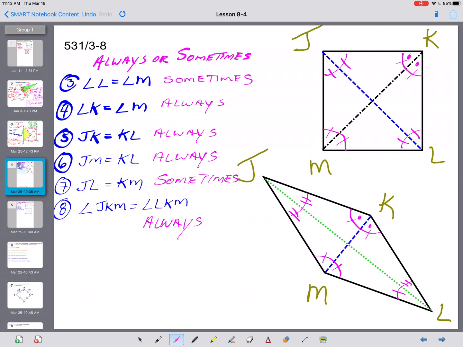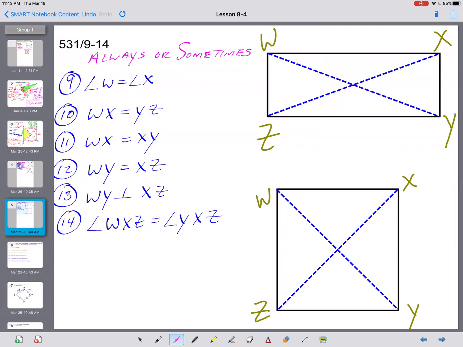Let's go to the next one. 9 through 14, these are rectangles. They are both rectangles. You're saying, oh, the bottom one's a square. It's still a rectangle. Okay, let's go through it. Always or sometimes. Angle W equals angle X. Consecutive angles, yeah, they're the same. In all rectangles, the 4 angles are all the same. They're all 90. So yeah, always true.